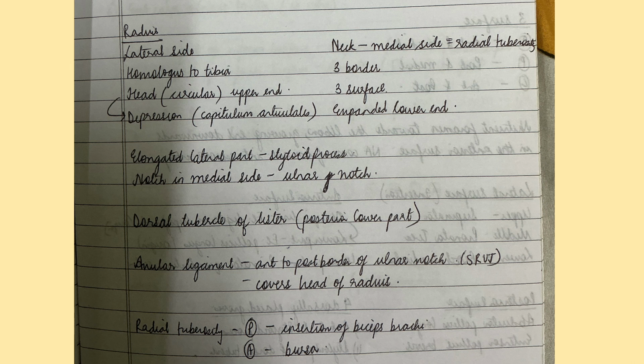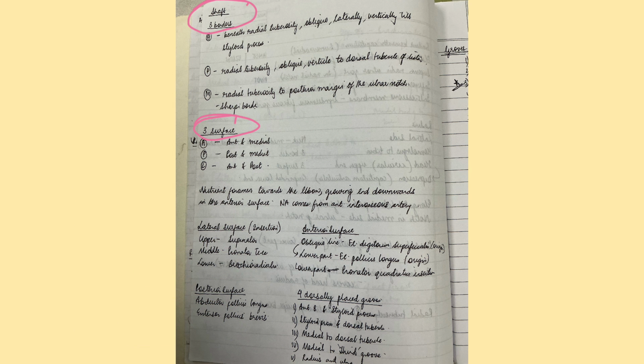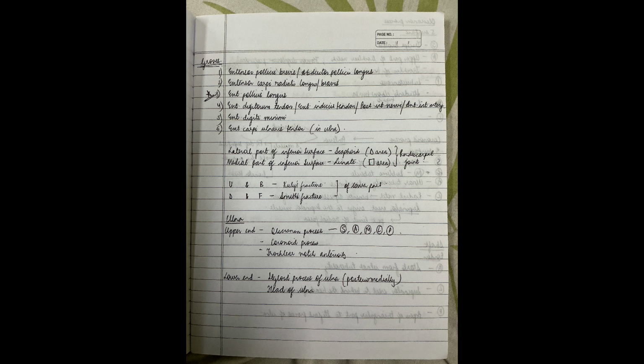Then in the class, I used to take notes. For example, I've taken radius. You can see that I have mentioned the site, which bone in the lower limb it is homologous to, and its parts like head, neck, its lateral part, its medial side, the tubercles, the ligaments associated, the radial tuberosity, shaft, the surfaces, then details about the surfaces, the grooves, the lateral part, and then I'm talking about ulna. So this is basically how you can make notes if you're comfortable, or you can use the other way that I will be showing you.